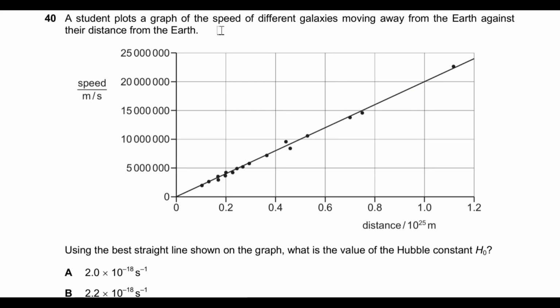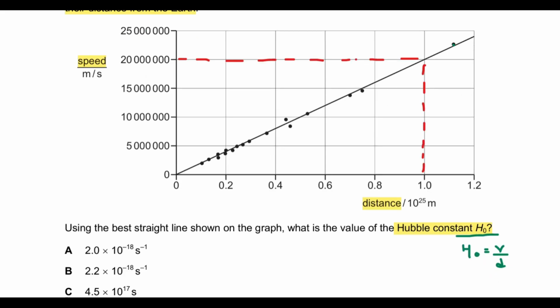Next question says a student plots a graph of the speed of different galaxies moving away from the Earth against distance from the Earth. On this side we have speed and on this side we have distance. Use the best straight line shown on the graph to calculate the Hubble constant. Hubble constant is equal to the speed of the galaxy over the distance of the galaxy from Earth. I can take this point, this is the value of x and y over this point. Putting the values in the equation of the Hubble constant, v is 20 million and the value of d is 1 into 10 raised to power 25 meter. Now when I put this into my calculator, I will get 2 into 10 raised to power negative 18 per second. So option A.